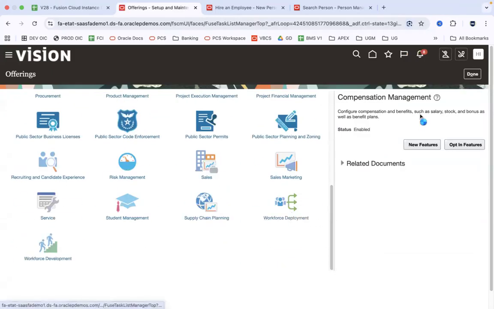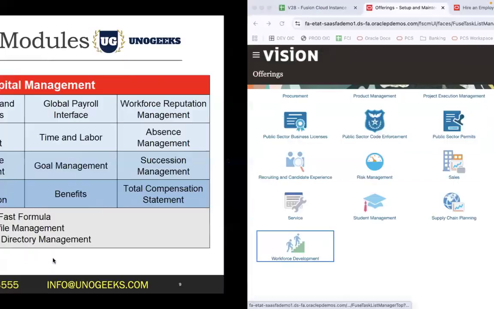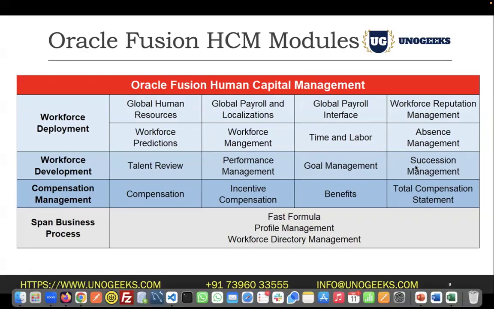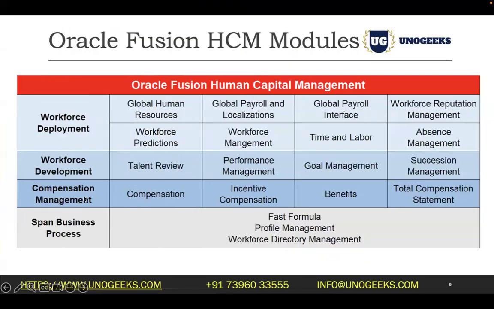So you have a Workforce Deployment offering, and this is a core offering. This is where you have all the core modules like Global HR, Payroll, Time and Labor, Absences, and so on. And then you have the Workforce Development offering. Here you have goals, profile, performance, succession management, and so on. And you also have the Compensation offering, where you have all the compensation-related stuff, like incentive compensation, total compensation statements, individual and workforce compensation, and benefits as well.